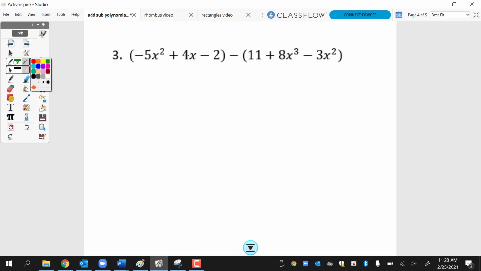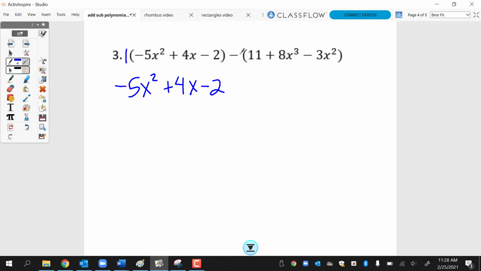Number 3, oh, we have parentheses again. So we got to check what's in the front. So in front of these parentheses, that's a positive 1. That means I can forget my parentheses. I don't need to write them. So I'm just going to copy what it says. Copying what it says, not changing anything.